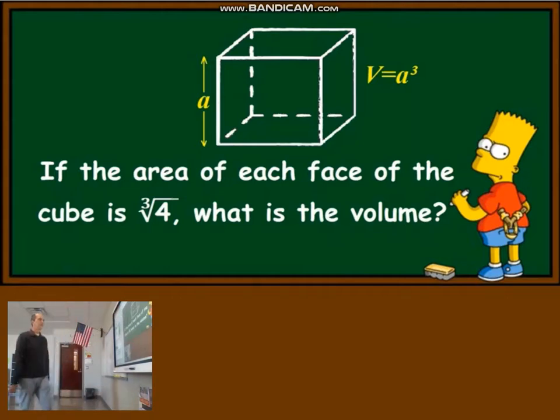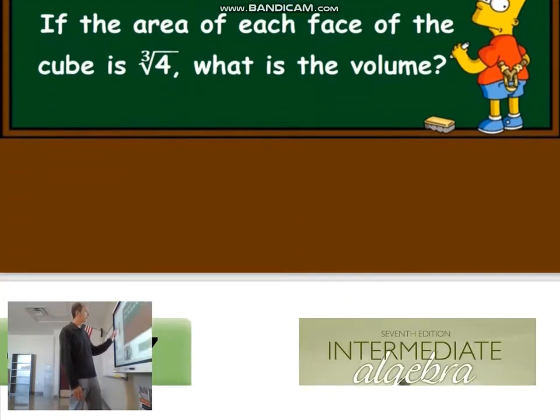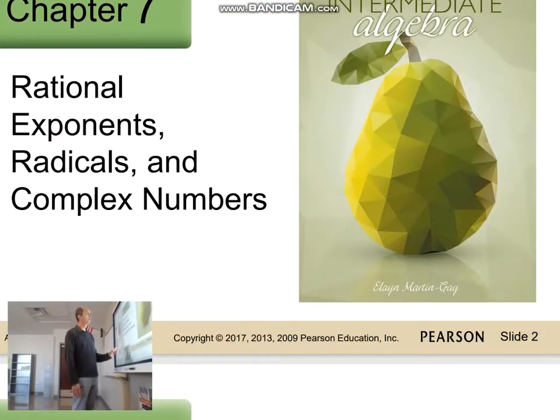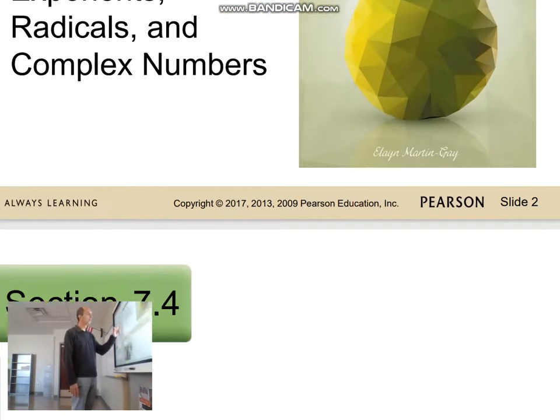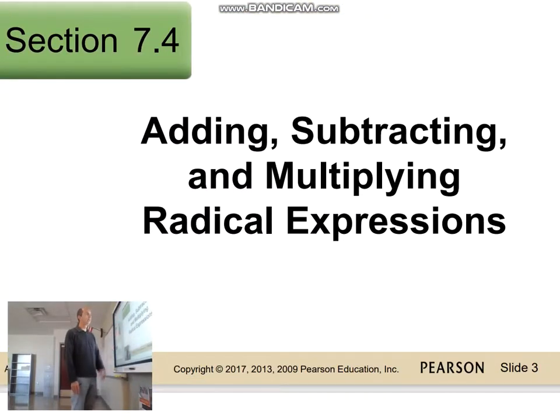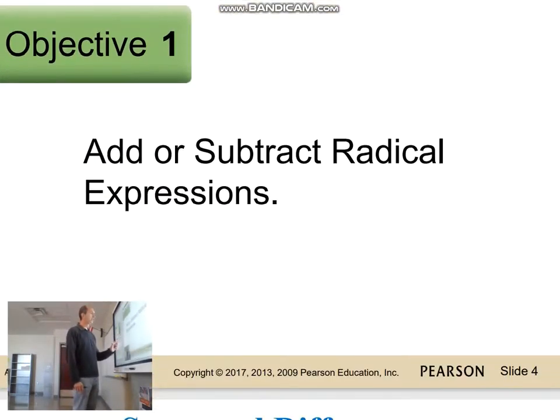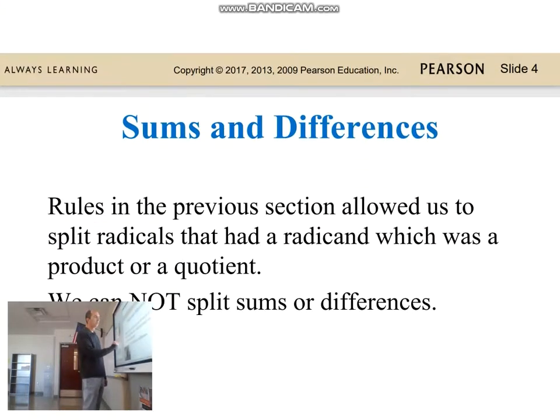Alright, we will get back to this puzzle later at the end of the section, because today we're going to work on chapter 7, rational exponents, radicals and complex numbers, and section 7.4, adding, subtracting, and multiplying radical expressions. The first objective is to add or subtract radical expressions.